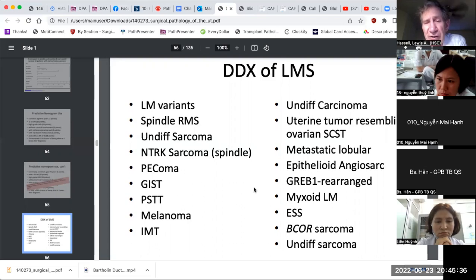And so when you see these tumors, don't just assume that because it's in the uterus, it's a leiomyosarcoma. There can be metastatic carcinomas that look like these, especially the epithelioid versions, as well as many other sarcomas and primary tumors, including melanoma.